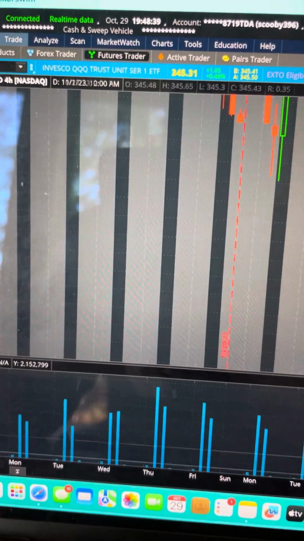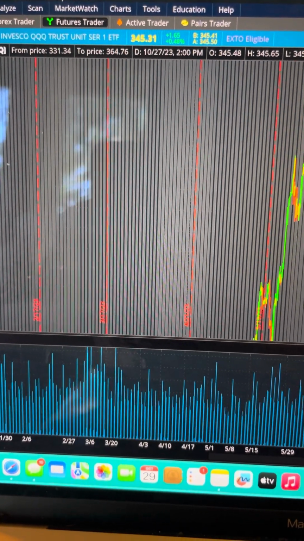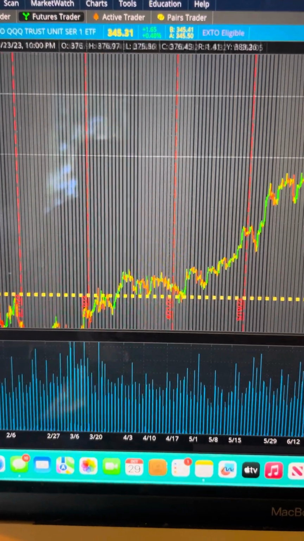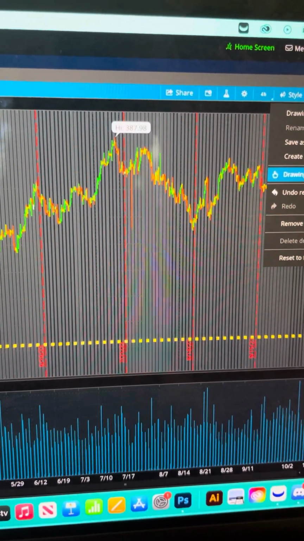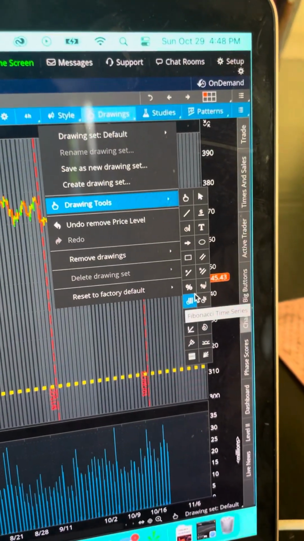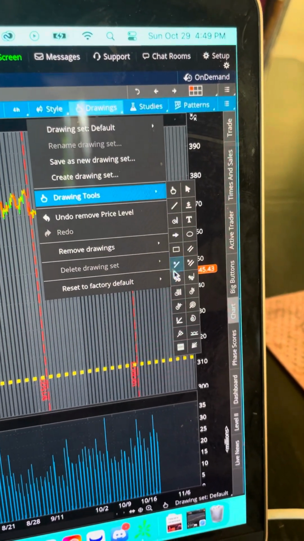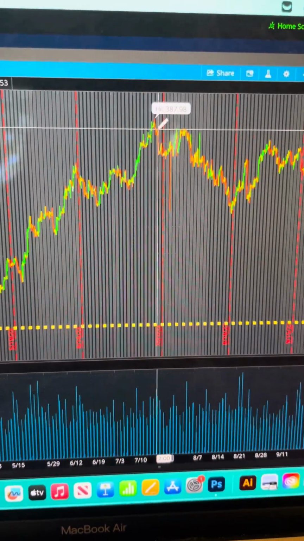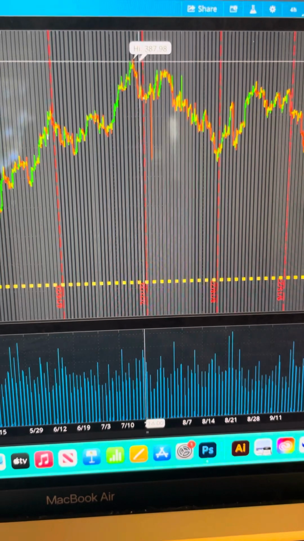So I'll draw one up for you. What you're looking for is the high top. So right here is the high. And if you're on Thinkorswim, you want to go into drawing tools, and then you'll find the Fibonacci retracements. And then you want to go at the very tippy top of that.